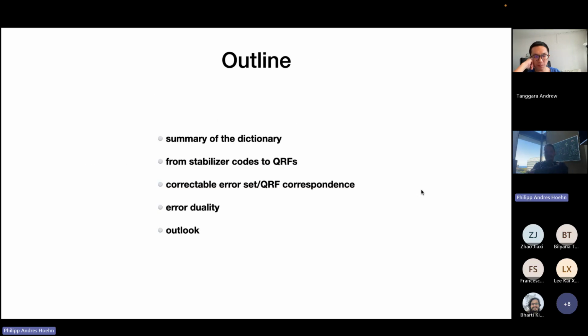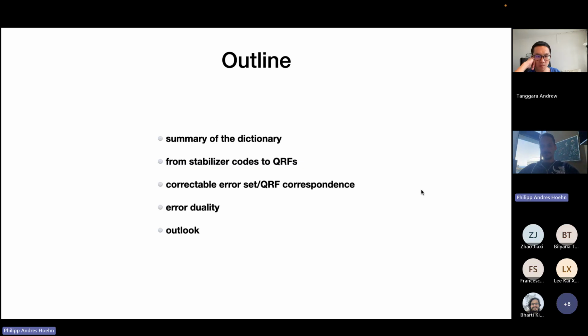Okay, so here's the outline of the talk. In the first part, I will have to tell you a little bit about these structures, the dictionary. That will take a little bit of time, especially if you're not familiar with quantum reference frames, I have to introduce a bit of structure. And then I will try and see what we can use this for.